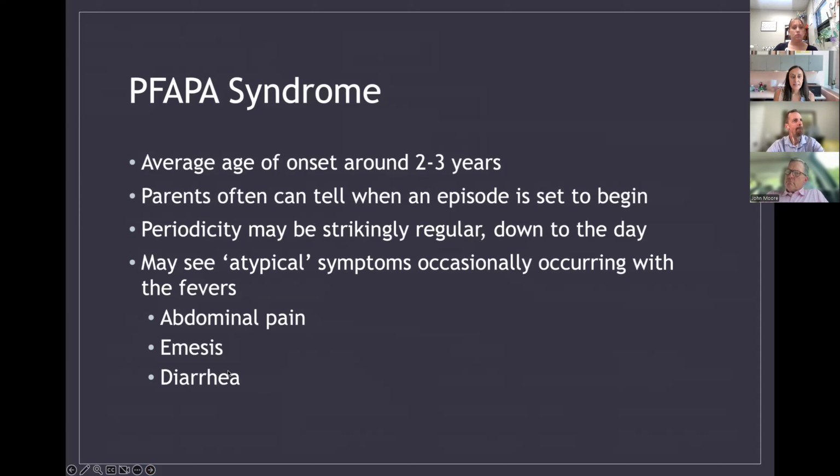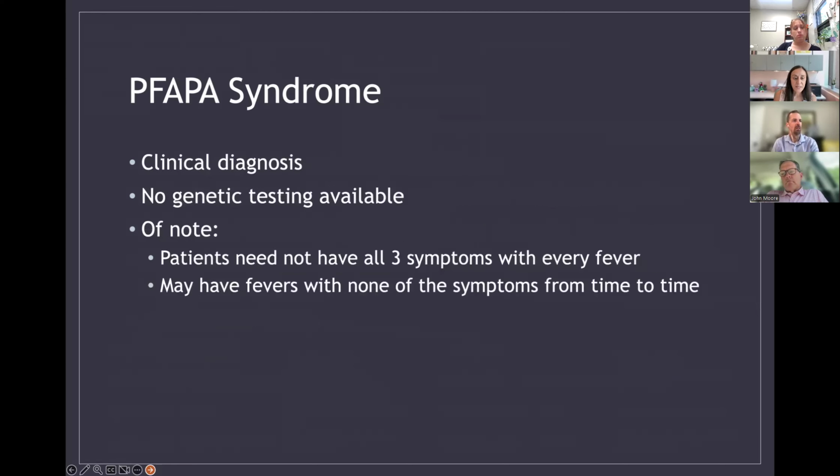Typically it's not a neonatal onset. Its age is around 2 to 3 years usually when it happens. Again, the periodicity is regular. Occasionally, though, you can see other symptoms, and patients may not have all the symptoms each time. So it's not quite as straightforward sometimes, but if you're starting to hear they get a sore throat, their glands get swollen, they may get some ulcers most of the time, but not all the time, but I can always know when it's going to happen, that's probably a PFAPA patient.